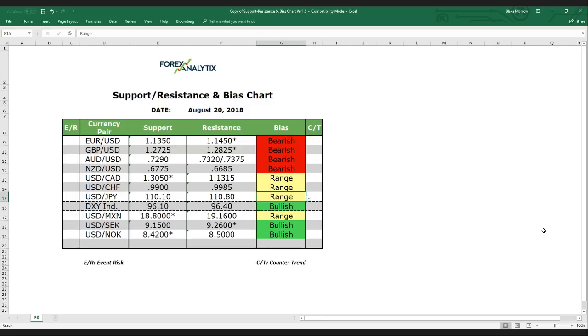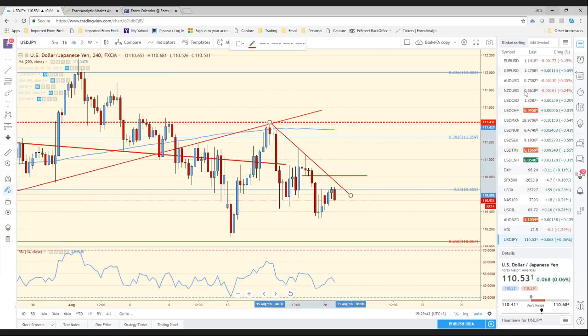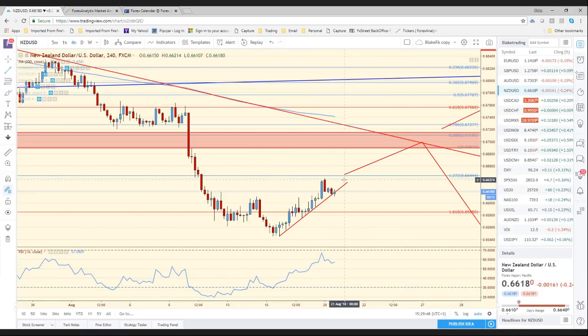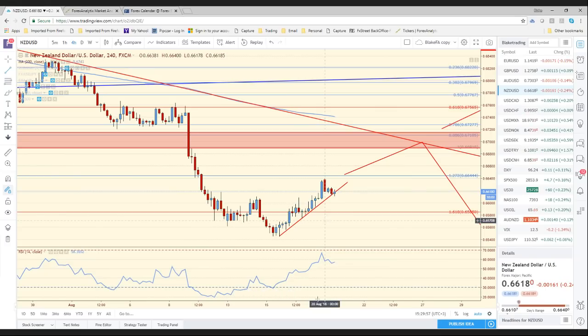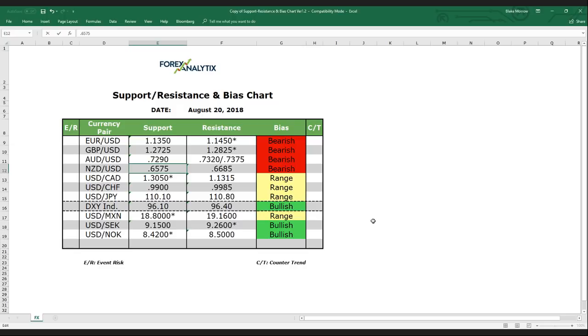Marius said wrong typing for the Kiwi. Did I mistype the Kiwi? Hold on, let me. Oh, I guess I did. Yeah, I did. You're right. Support would be 65.75. My bad. Thank you. Here we go. All right.